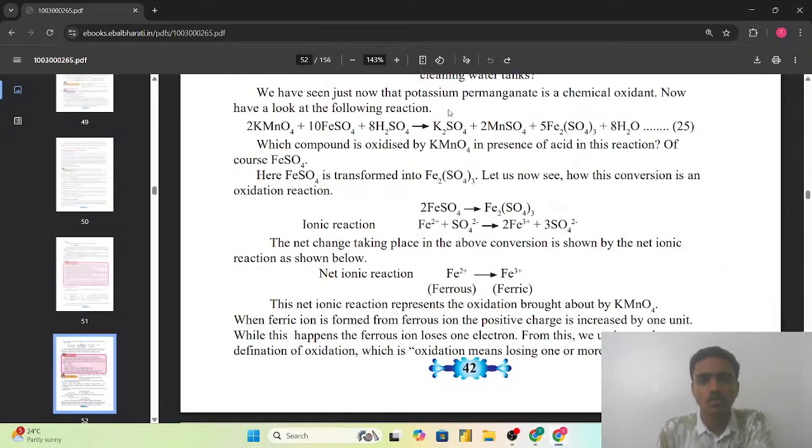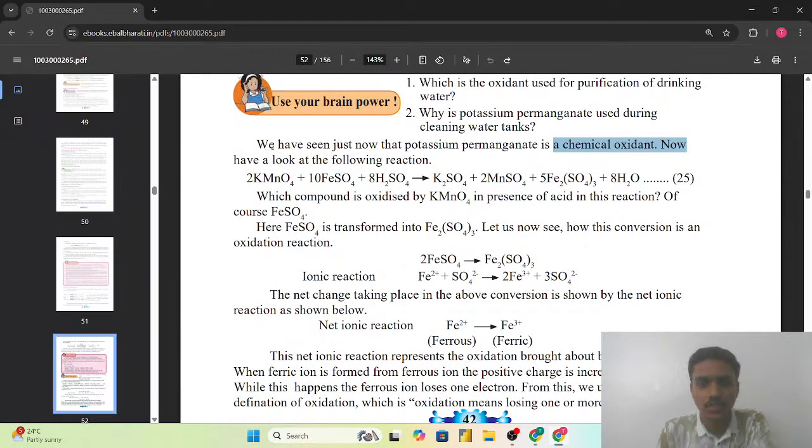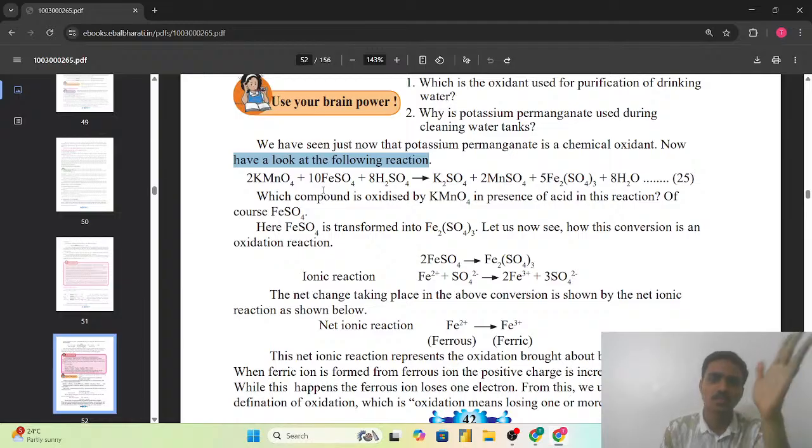We have seen just now that potassium permanganate is a chemical oxidant. Now have a look at the following reaction. This is again one of the most important reactions from all perspectives. तो ये रिएक्शन को हमें अच्छी तरह तरीके से समझ लेना है. And I will also try to explain this reaction as simply as I can.